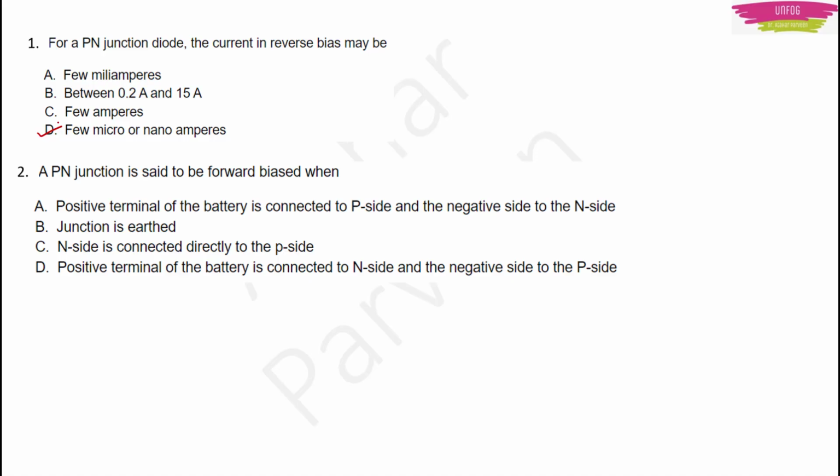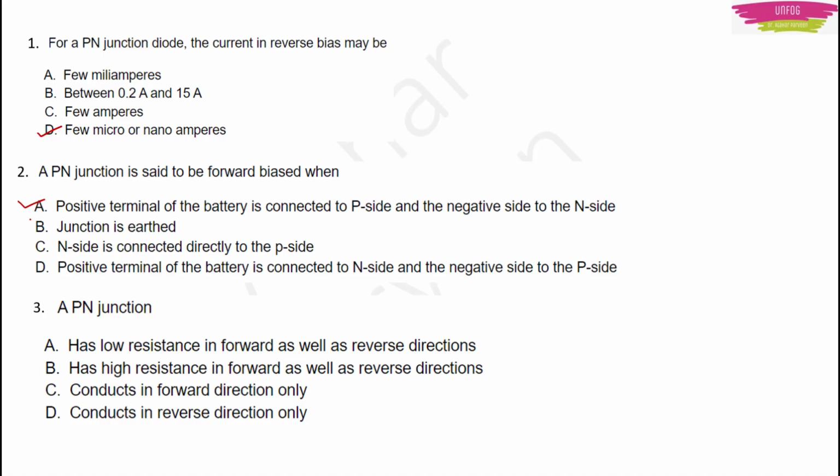Next question. A PN junction is said to be forward biased when the positive terminal of the battery is connected to the P side and the negative terminal of the battery is connected to the N side. So option A will be the right answer.